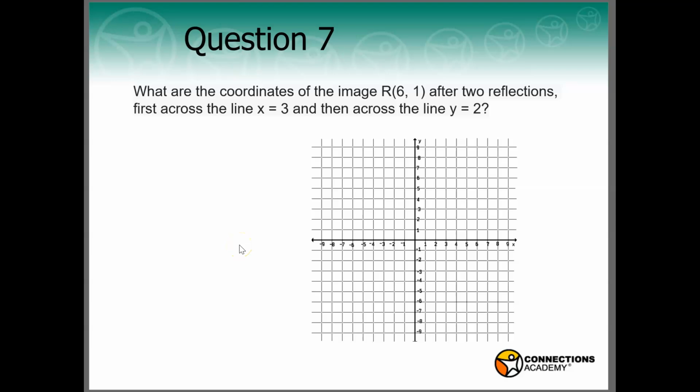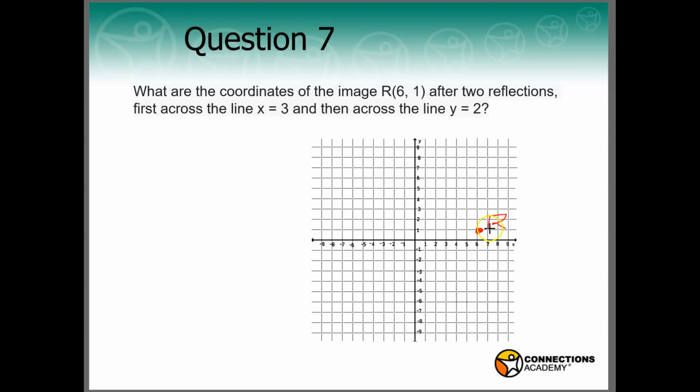For question 7, we're given a coordinate of the image of point R at 6 and 1. So to go ahead and just use our graph to show you where that would be, it's right here. 6 and 1 would be our point R. But it's asking us to do two things. We're going to do a reflection and then another reflection. Just look at this as basically doing two problems.